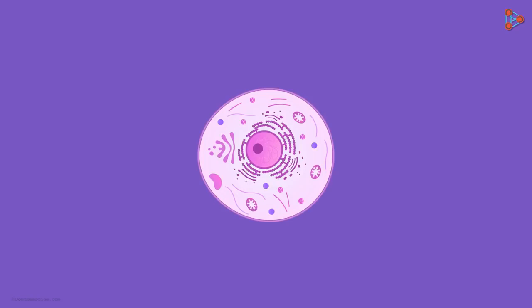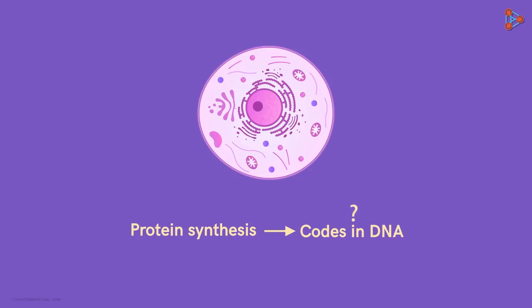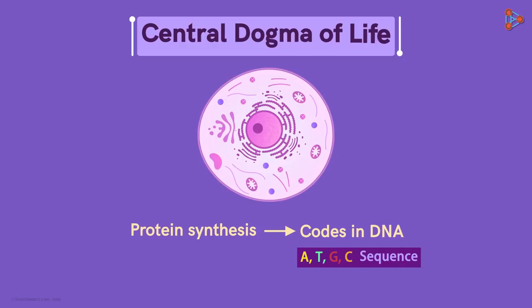The most important task for a cell is to synthesize proteins based on the codes in DNA. But how are these codes read? What's the process that helps decode this language? And are proteins synthesized merely by the sequence of A, T, G, and C? The answer to all questions lies in the central dogma of life.